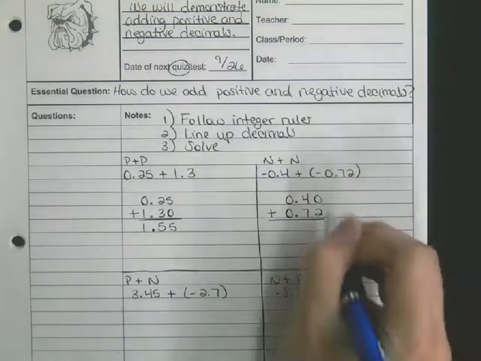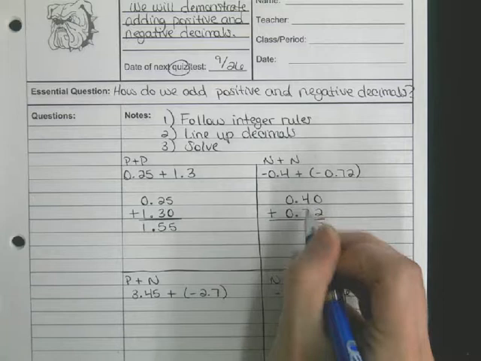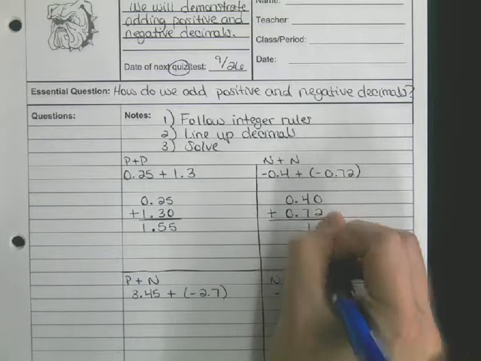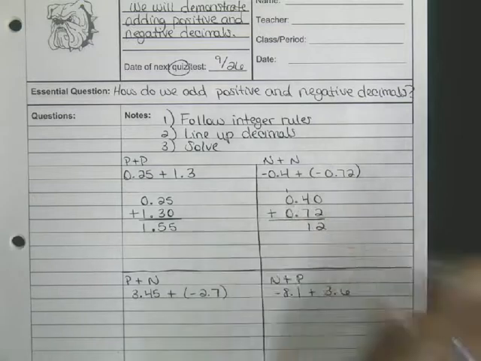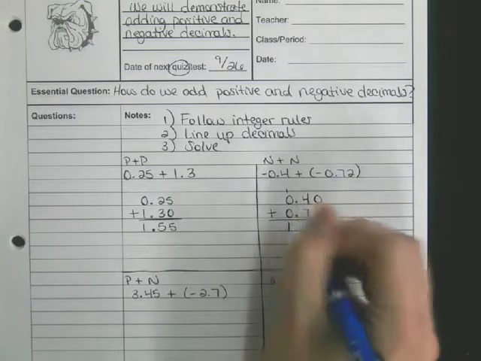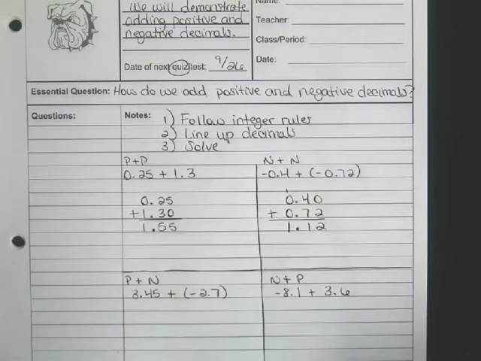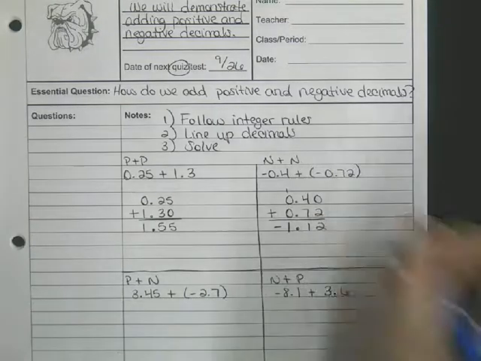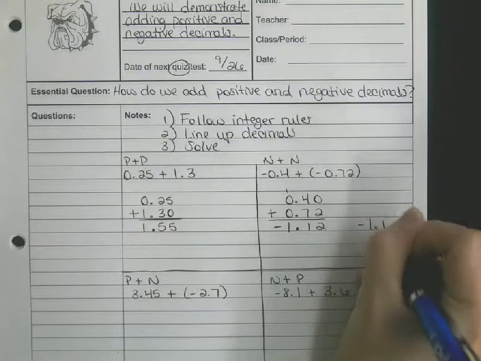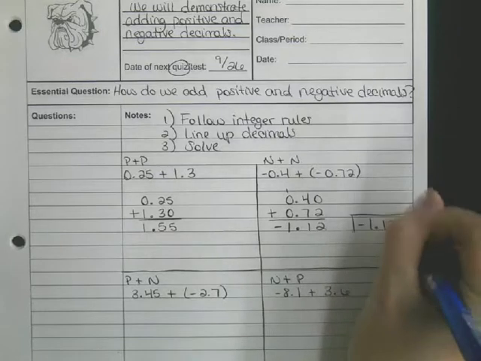So 0 plus 2 is 2. 4 plus 7 is 11. I'm going to carry that 1. And then 1 plus 0 plus 0 is just 1. And then I need to make sure I carry down my decimal. And since we're adding negatives, my answer has to be negative. So it's a negative 1.12.